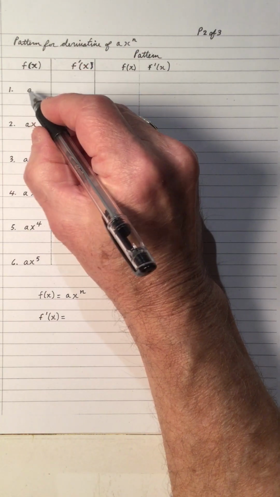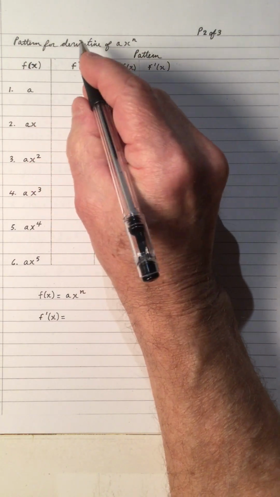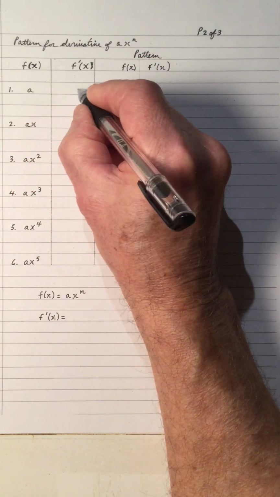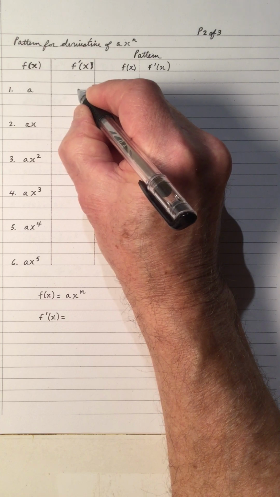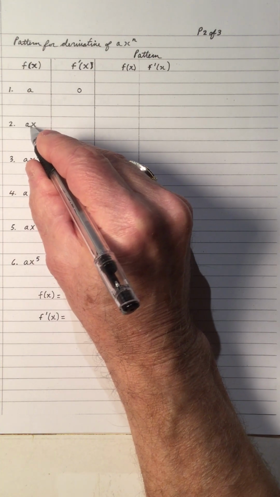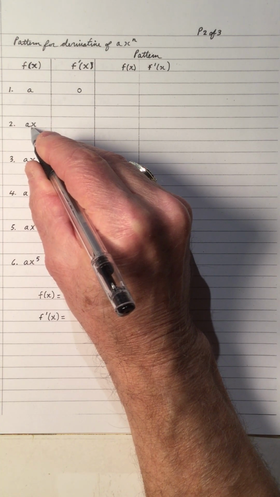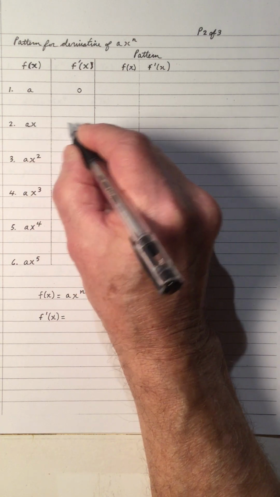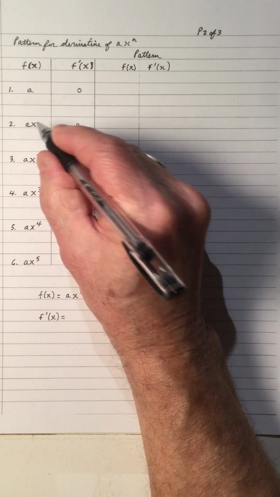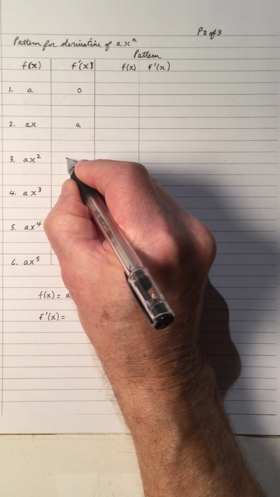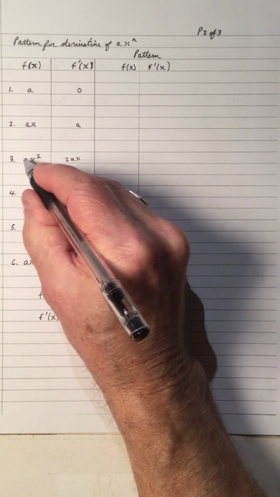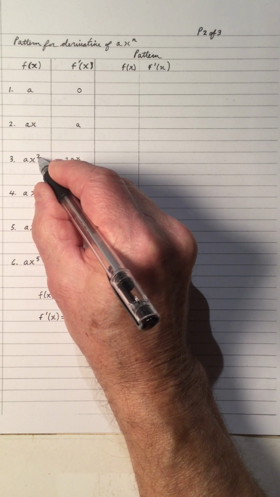Well, if f of x equals a, the derivative, that's a constant term. So therefore, the derivative of this is 0. And let's go down through each one of them. Right here we have linear. So the derivative of ax is a, because a is the slope. The derivative here is 2ax. The 2 goes in front, and this decreases by 1.